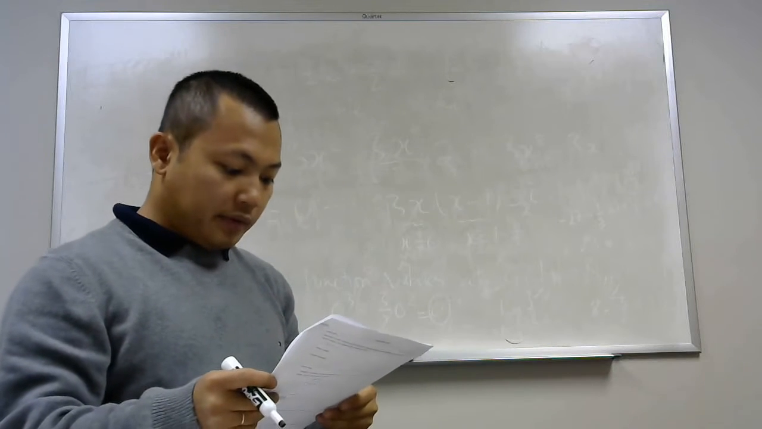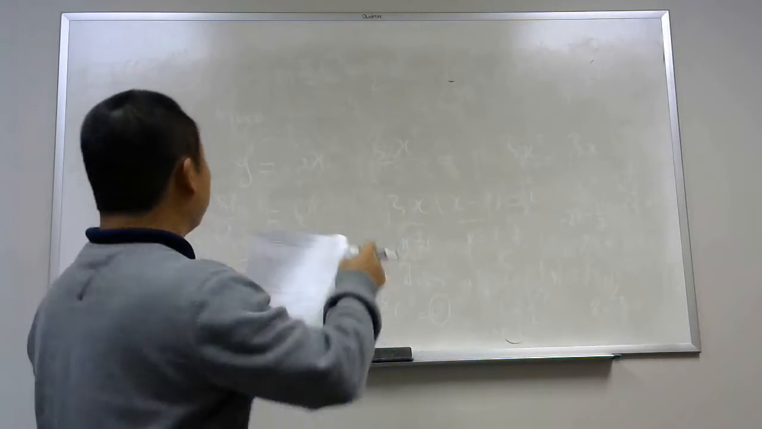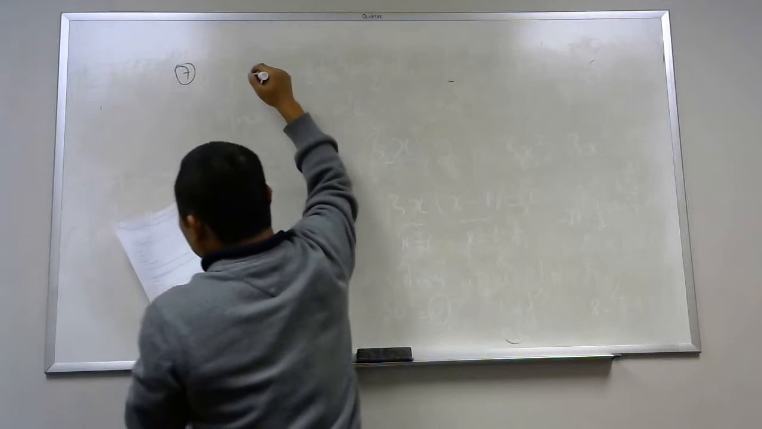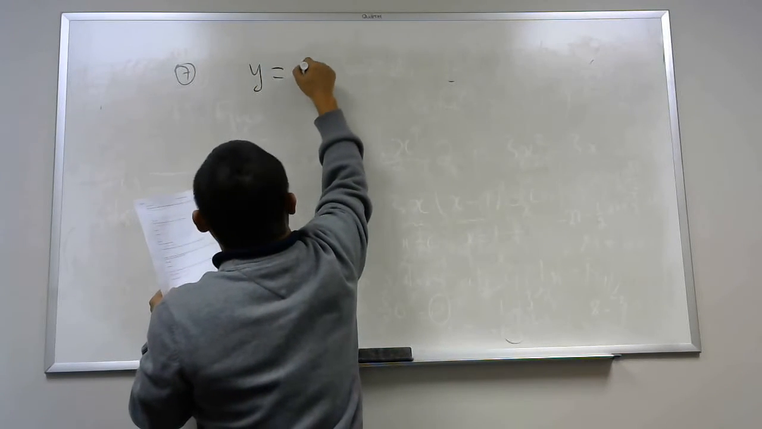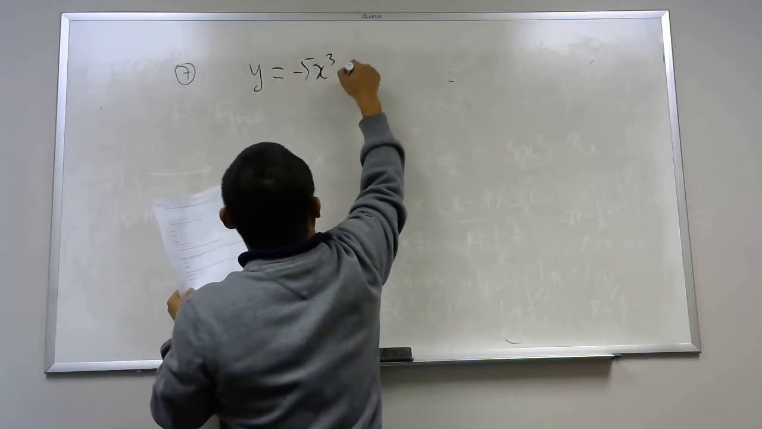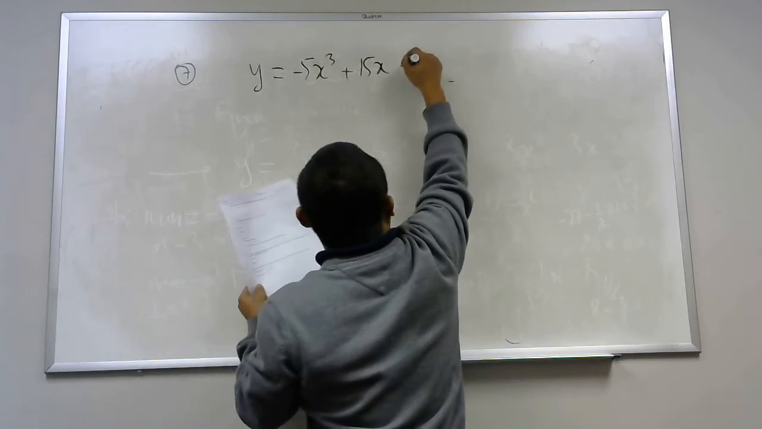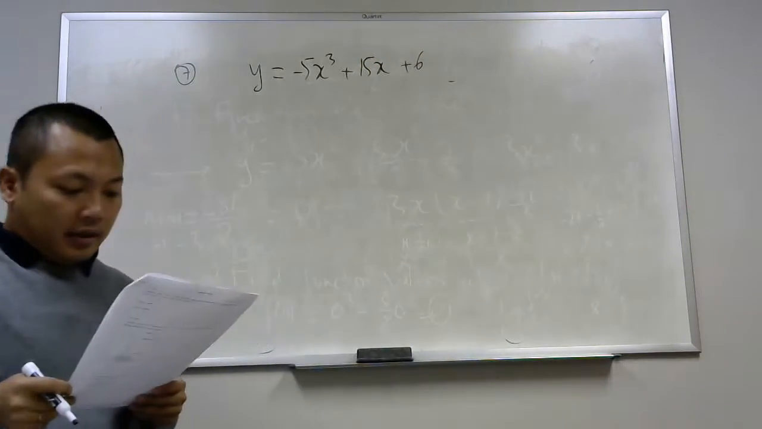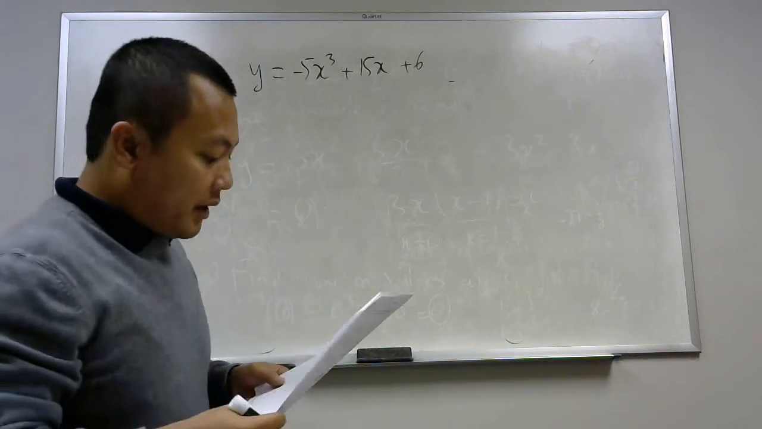Let's move to Question 7. The function is f equal to negative 5x cubed plus 15x plus 6. Find the critical numbers for f.